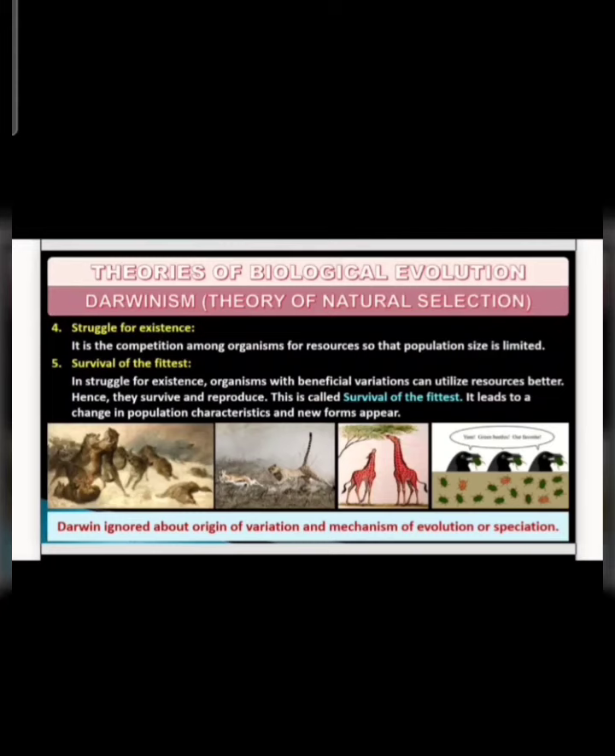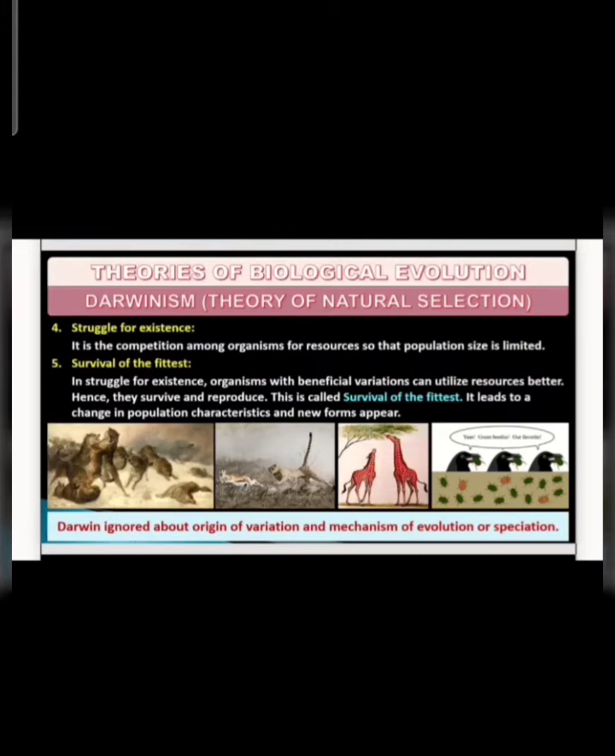So when resources are limited, there will be a struggle for existence. Struggle for existence and competition increase among the organisms for the resources, so that the population size is limited. Next, who will survive? In the struggle for existence, organisms with beneficial variations can utilize the resources better, and hence they survive and reproduce. This is called survival of the fittest. It leads to a change in the population's characters and new forms appear. Those who survive in that environment will have new qualities, new strengths, so new forms will be formed.